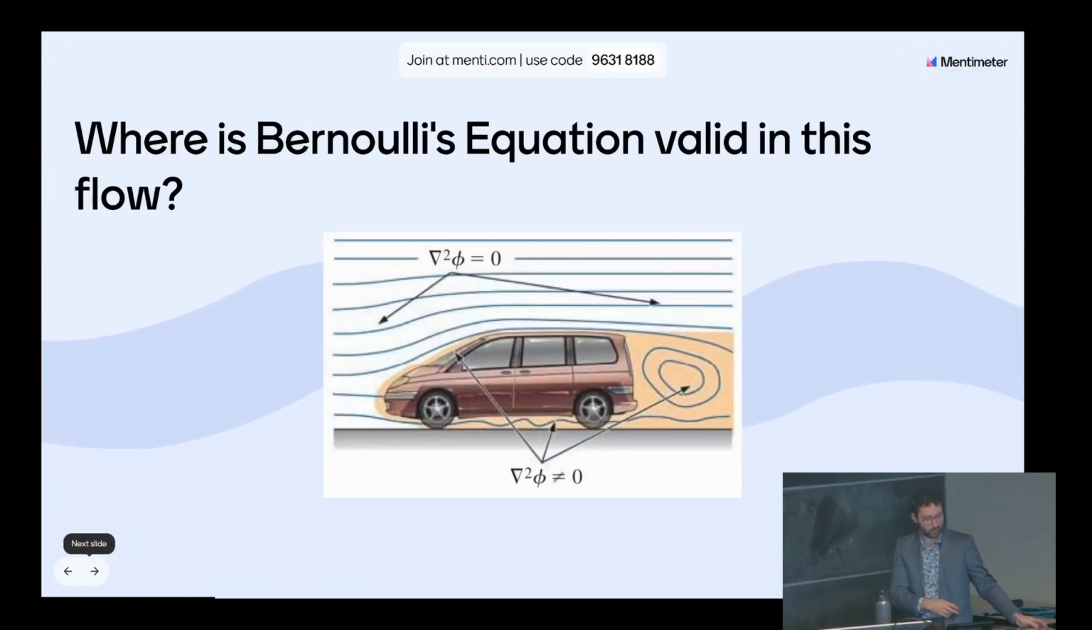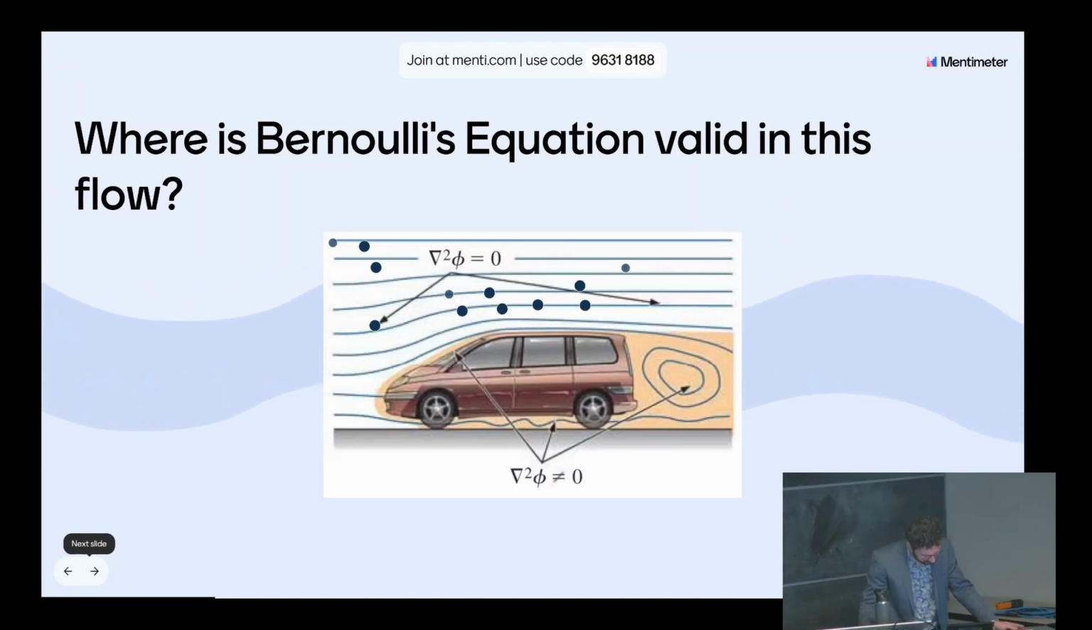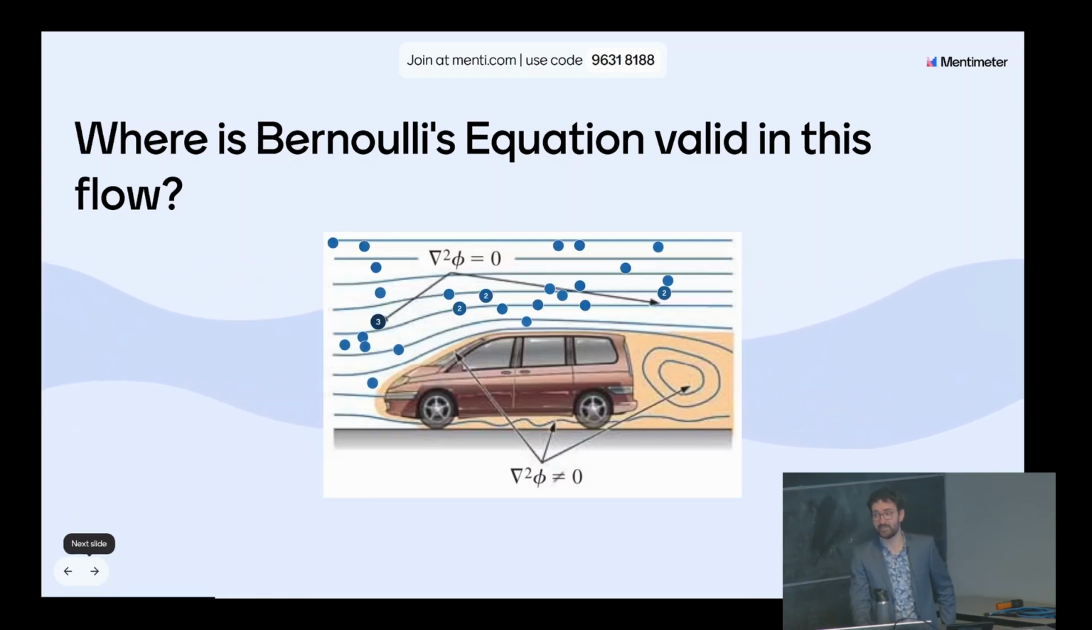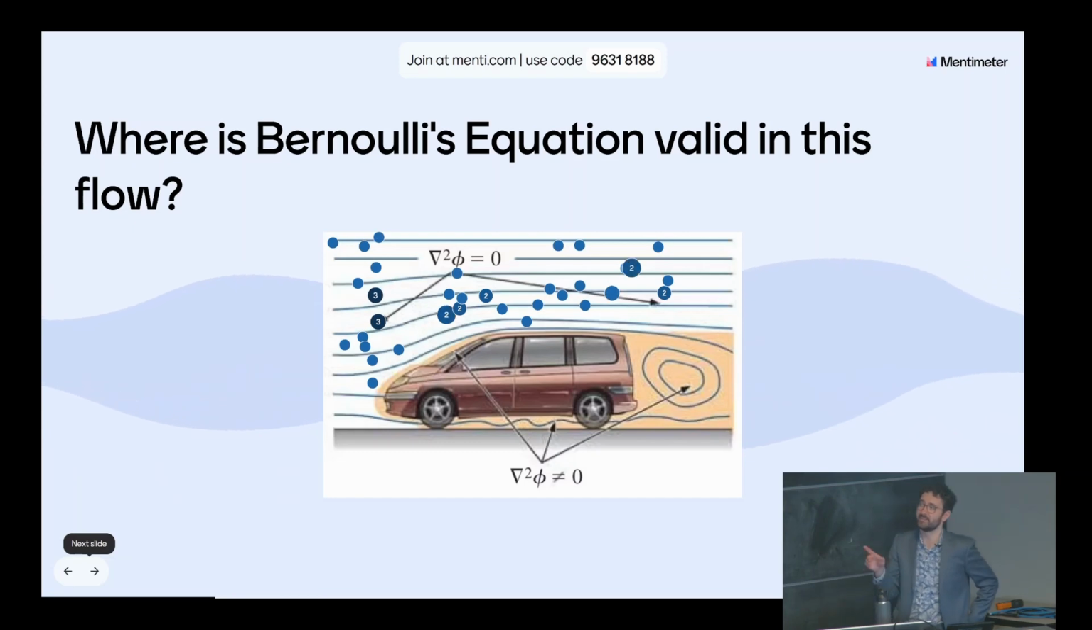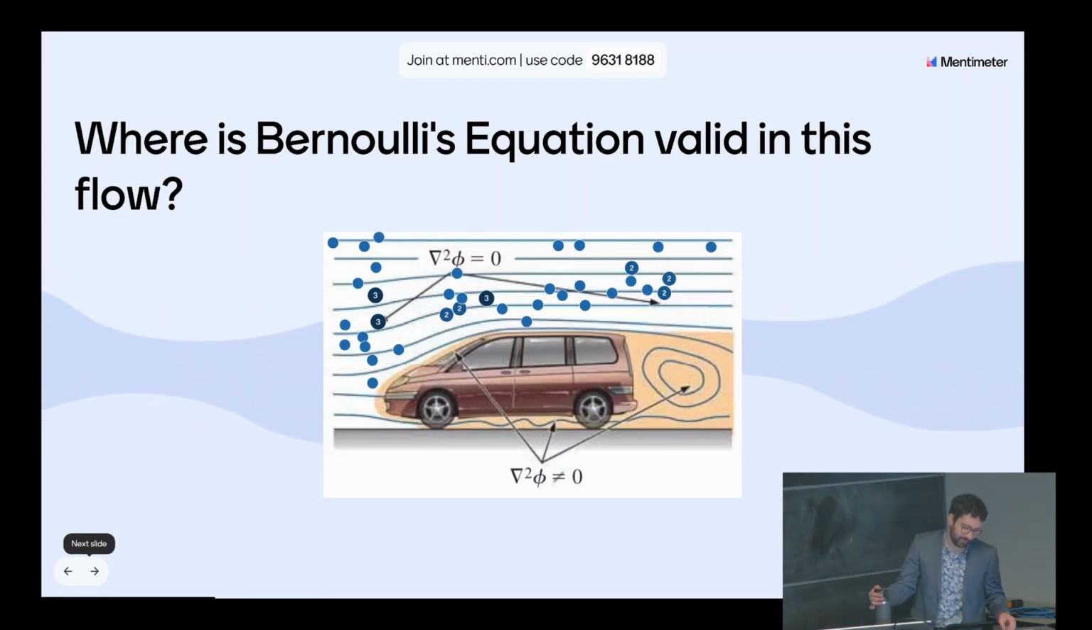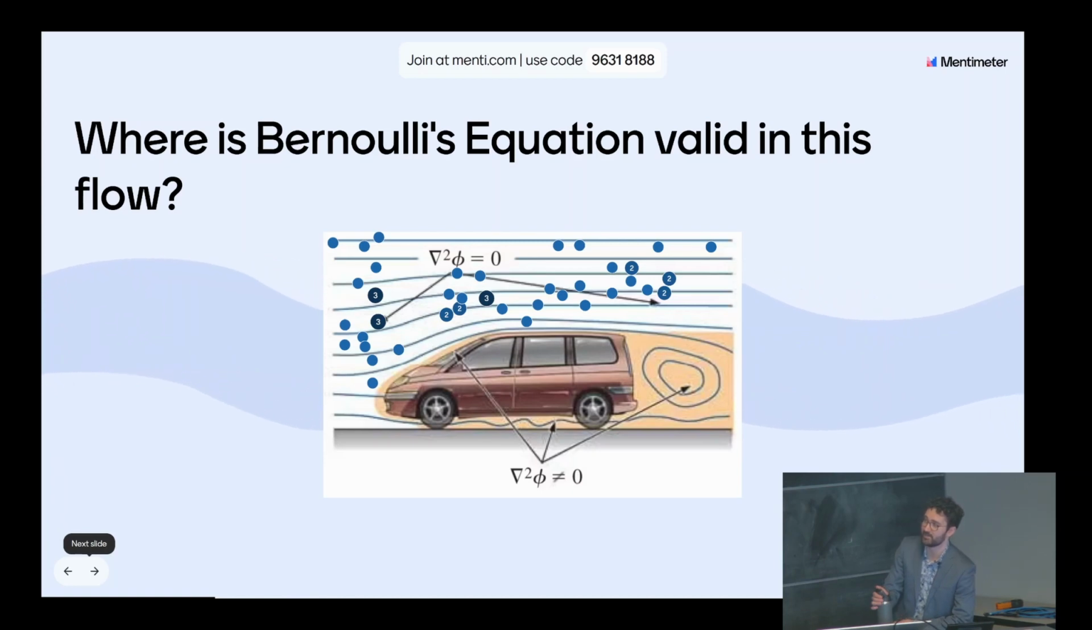How about this flow here? Same idea. So I think you guys understand that it's not valid in the unsteady area behind this vehicle. So that would be one of the assumptions that's violated there. I would say the inviscid assumption is also violated behind the vehicle. So that mixing, that turbulence, a lot of that is caused by viscosity. So mixing is a viscous effect.